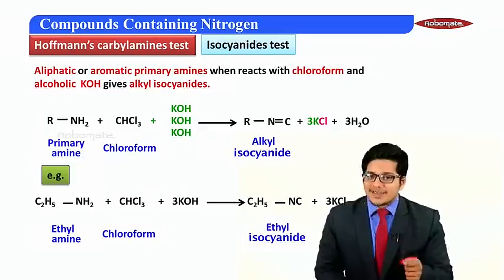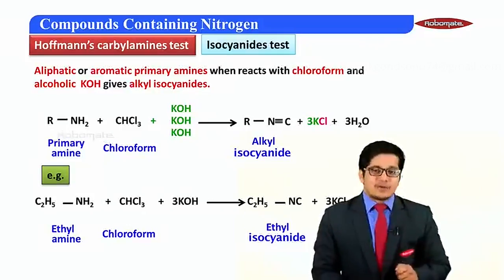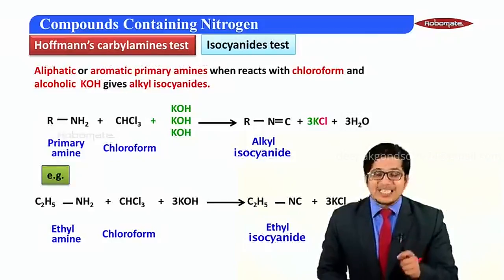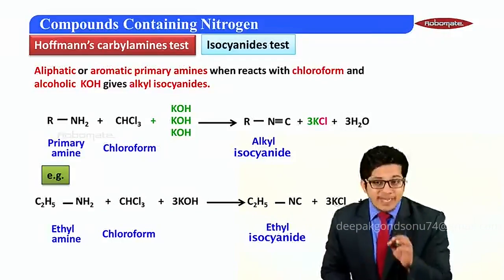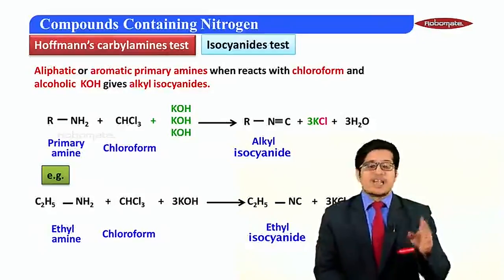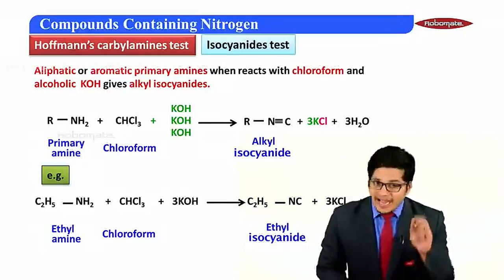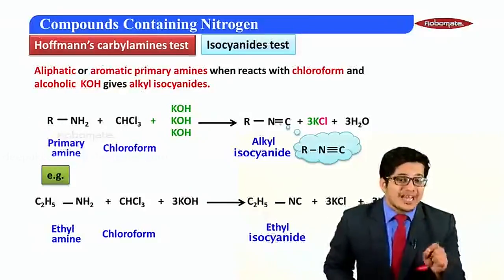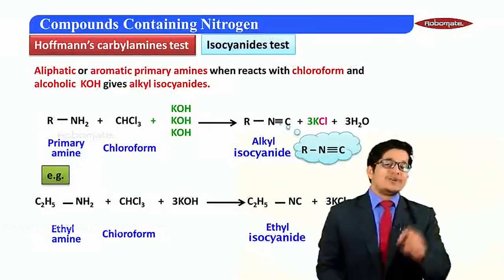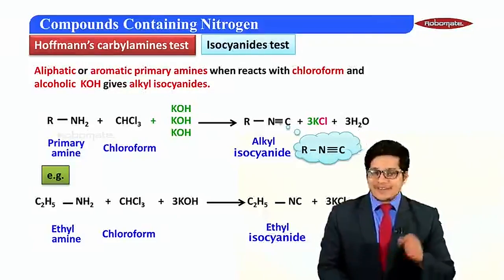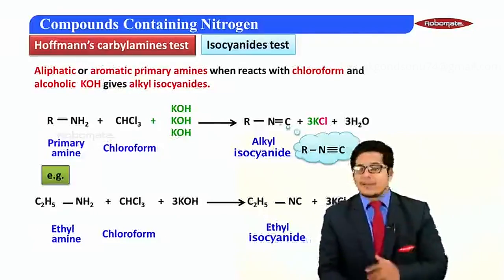Yes, but a very important fact was that the number of carbon atoms was increasing. Meaning if the primary amine had 2 carbon atoms, then the product had a total of 3 carbon atoms, and the NH2 group got converted into an N triple bond C group, that is an isocyanide group. Now, this was all about carbylamine test.